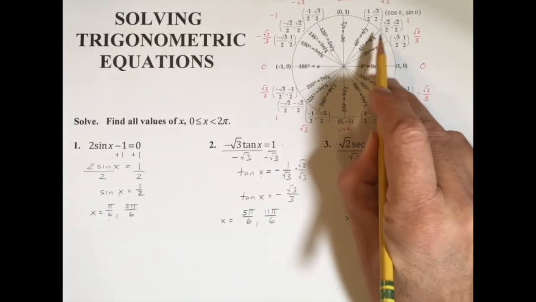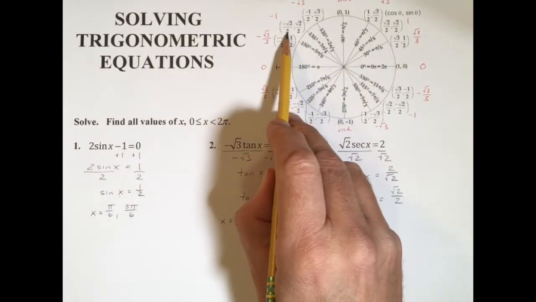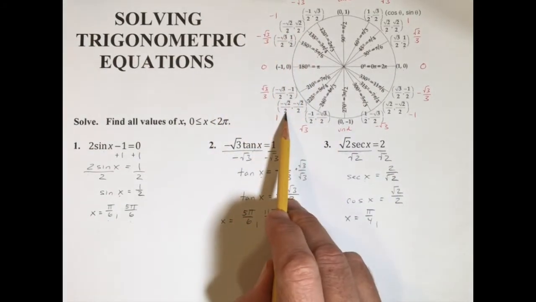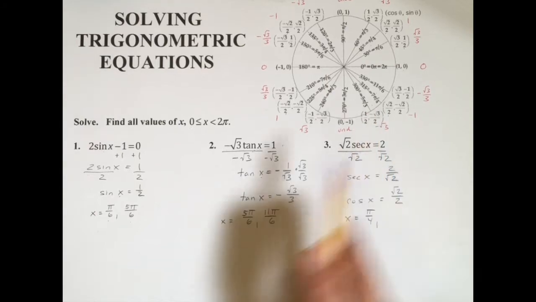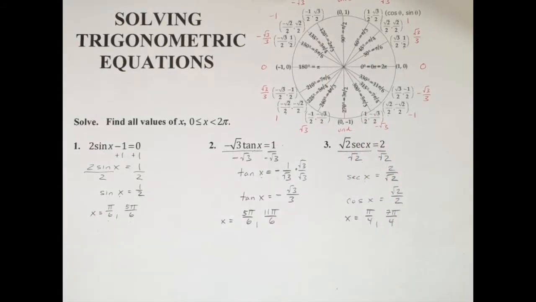It does right here at pi over 4. Over here it's negative radical 2 over 2. Here it's negative radical 2 over 2. Oh, here we go. Here it's positive radical 2 over 2 at 7 pi over 4. There are two places where cosine of x equals positive radical 2 over 2: pi over 4 and 7 pi over 4.